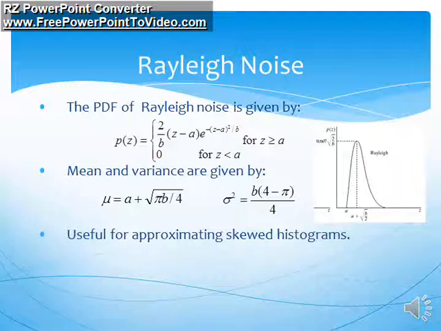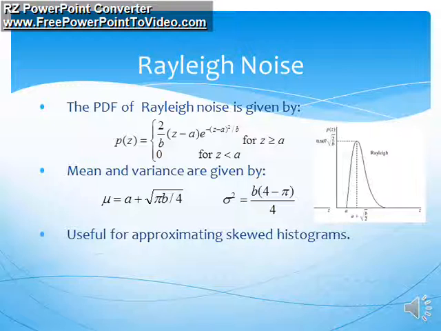The next one is Rayleigh noise. Here also the corresponding probability density function, the mean and the variance and the plot have been given. The probability density function or PDF of Rayleigh noise is given by p(z) = 2 by b (z minus a) multiplied by e to the power minus (z minus a) square by b. This is for z greater than or equal to a, and if z is smaller than a, then the value should be equal to 0.